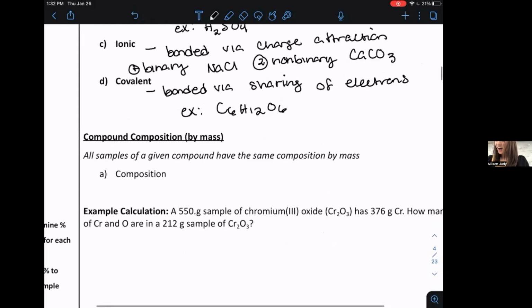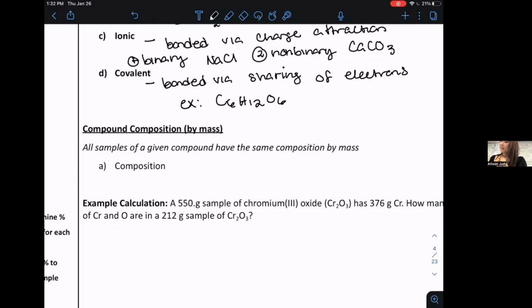Okay, so all samples of a given compound have the same composition by mass. This is actually a law. It's called the law of composition. And what we say is that the composition is what the matter is made of. That's the official definition. And we particularly pay attention to the ratio. For us, we care about the ratio of atoms. That's like our focus.